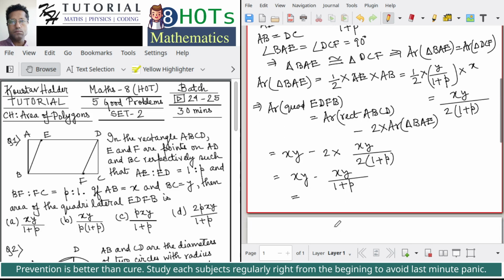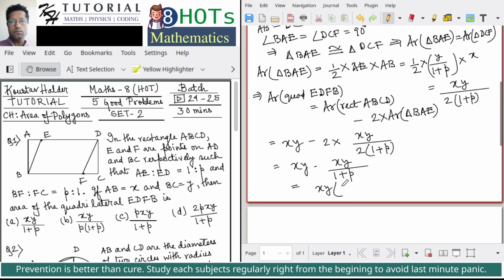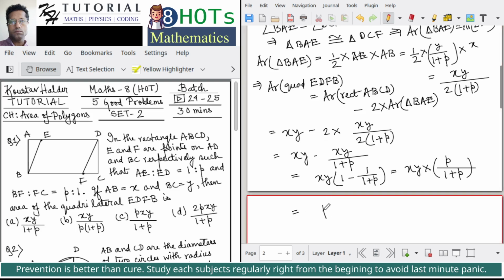If I take out xy as common, I have xy multiplied by 1 minus 1 by 1 plus p. After simplification, this will be xy multiplied by p by 1 plus p. So this is p into xy divided by 1 plus p. So this is the area of the quadrilateral EDFB. So the correct choice is C.